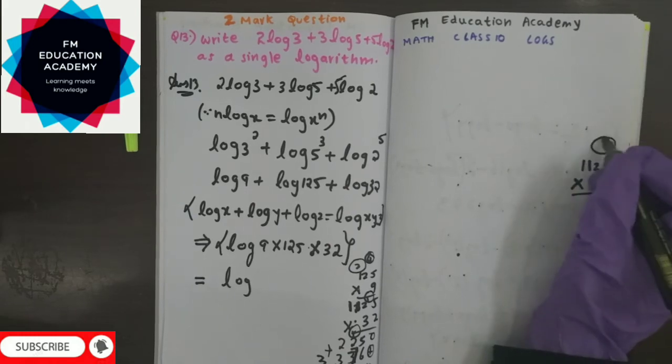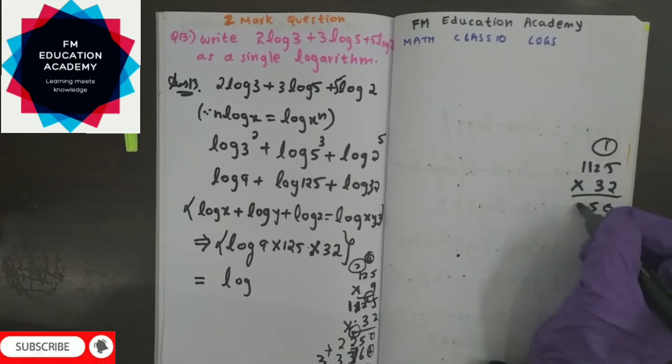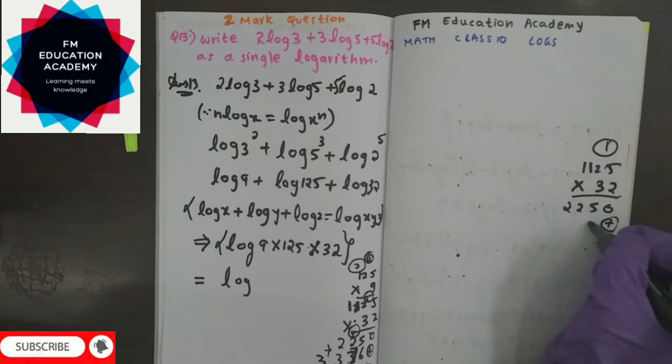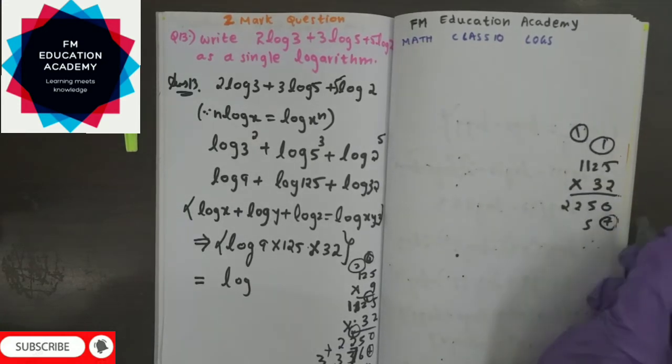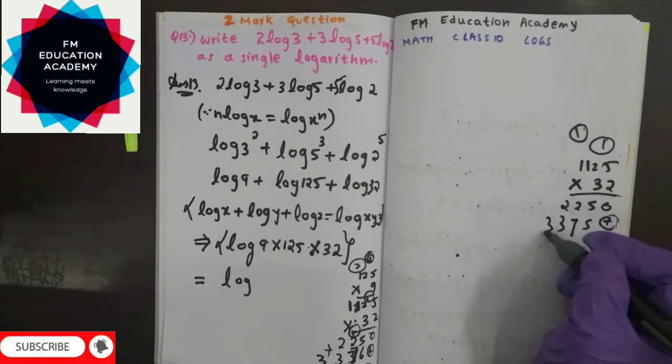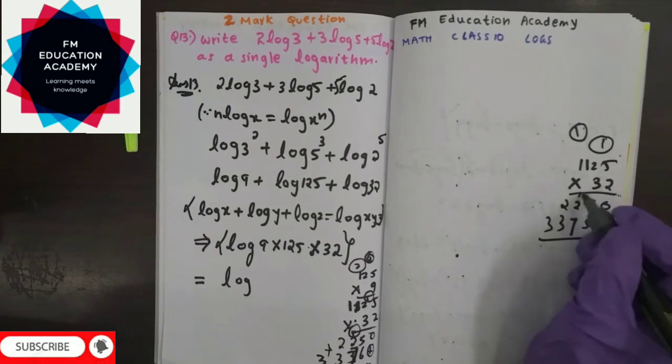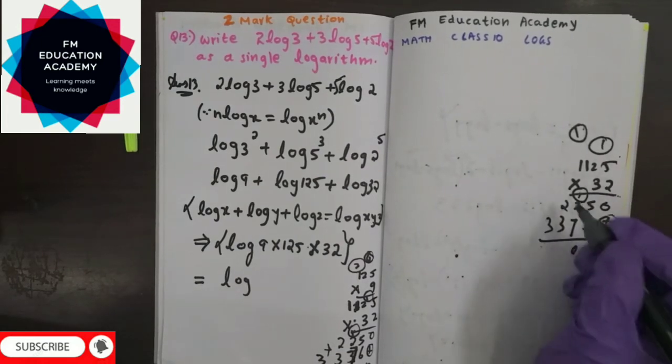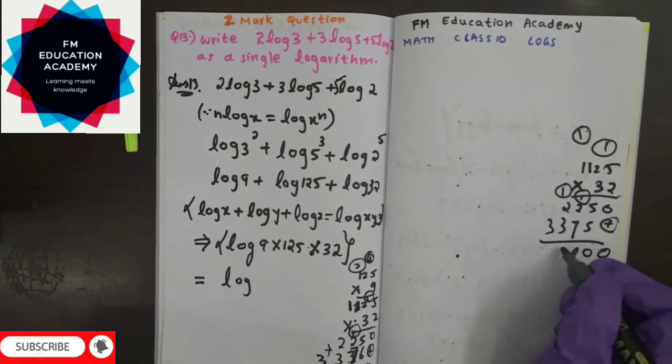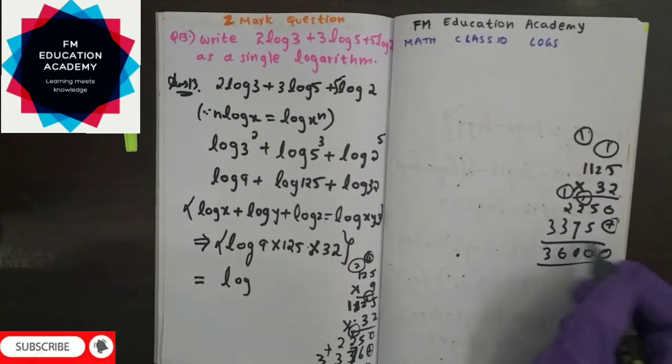2 5s are 10, 2 2s are 4, 4 plus 1 is 5, 2 1s are 2. 3 5s are 15, 3 2s are 6, plus 1 is 7, 3 1s are 3. So we are having 0, 5 plus 5 is 10, 2 plus 1 is 3, so 7 plus 3 is 10, 3 plus 2 is 5, 5 plus 1 is 6, so we got 36,000.